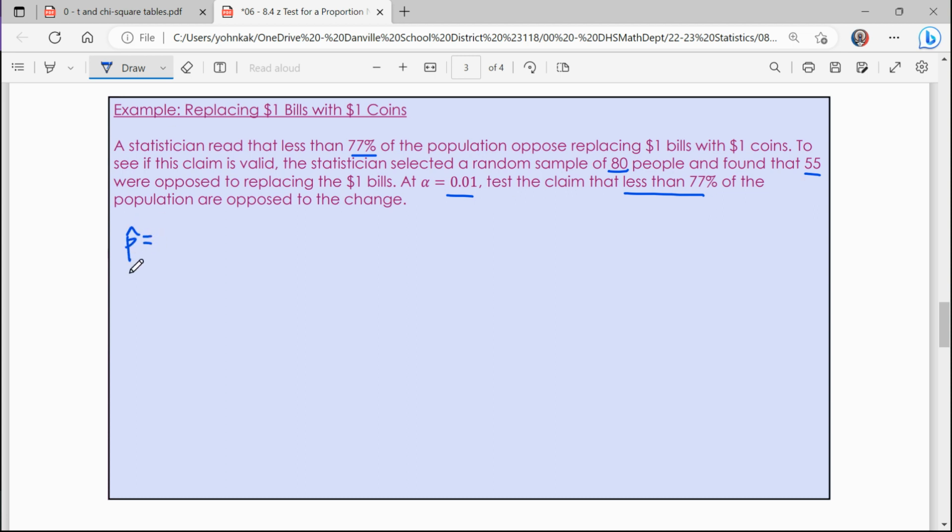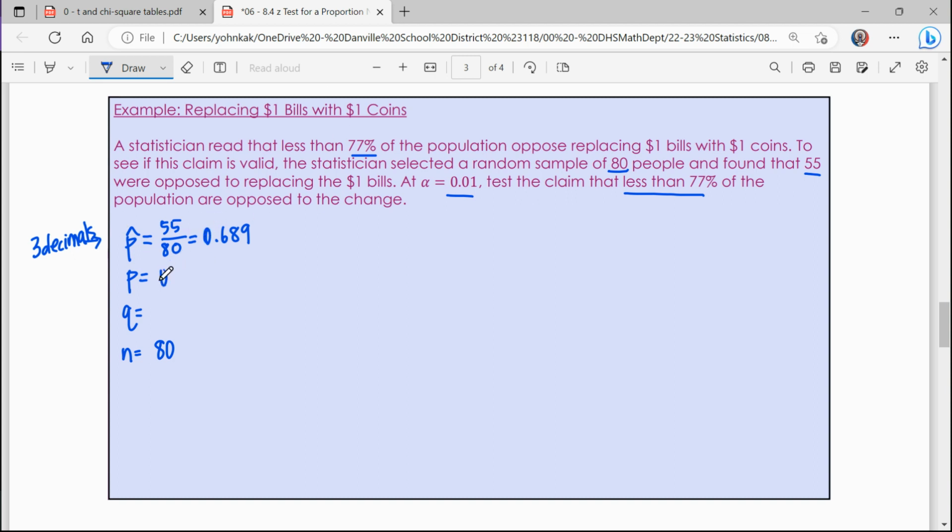All right, so we've got a p hat, we've got a p, we've got a q, and we have an n. So our sample size is 80, and out of this 80, 55 were opposed. So that's our p hat, 55 over 80. Now, when I divide this, I'm going to get more than 3 decimals. So I want to round to 3 decimals because proportions always have 3 decimals. Anytime we did proportion or probability or anything with p, we had 3 decimals.